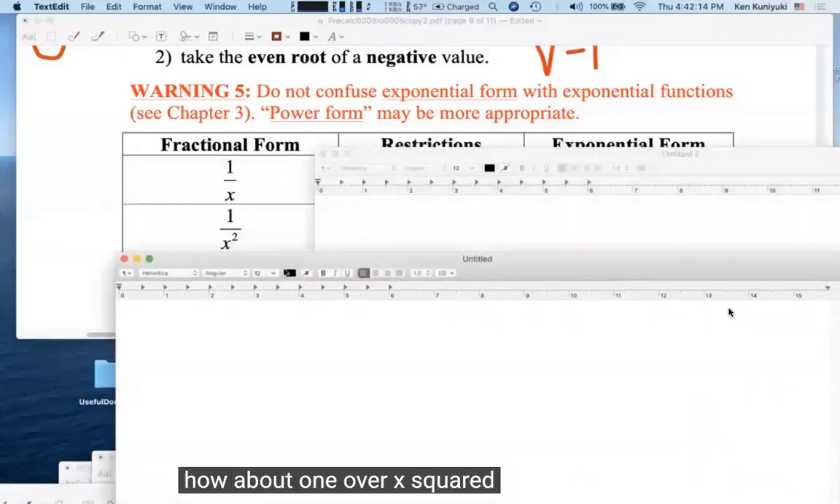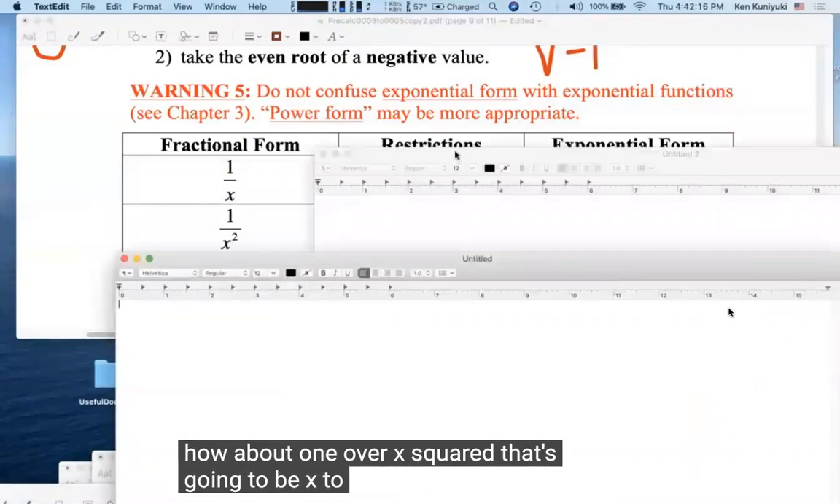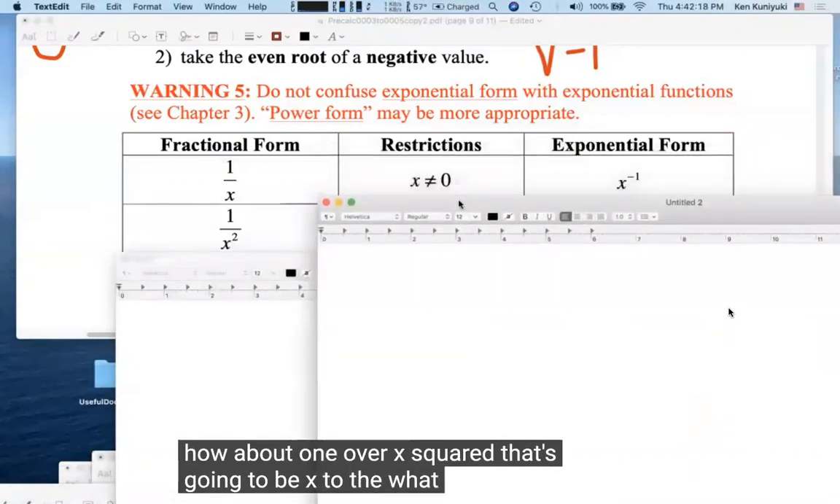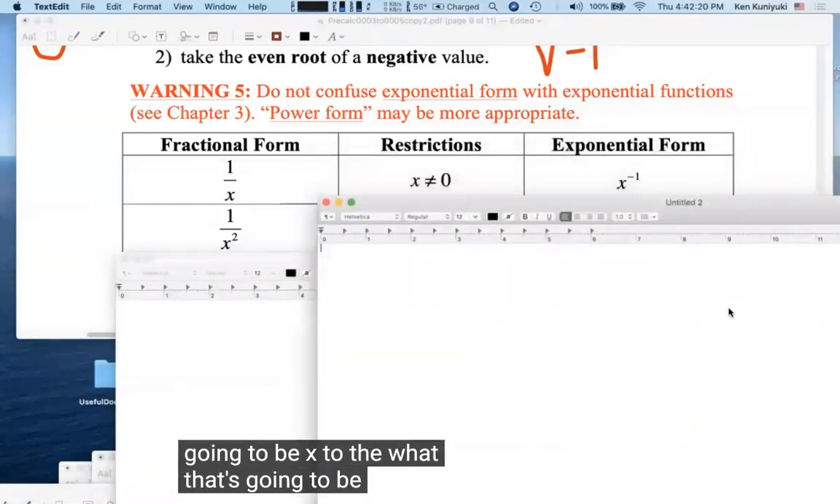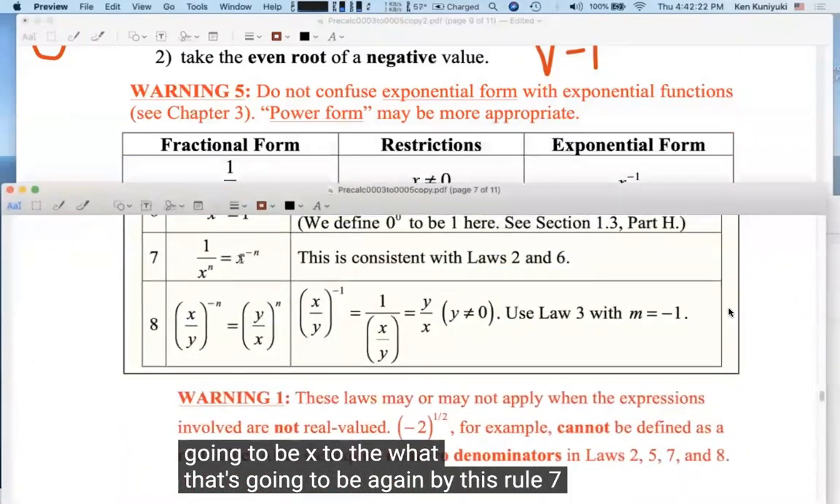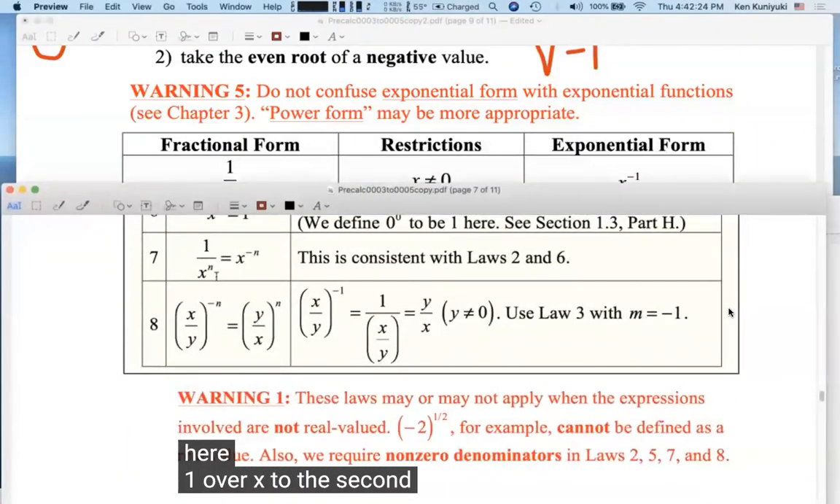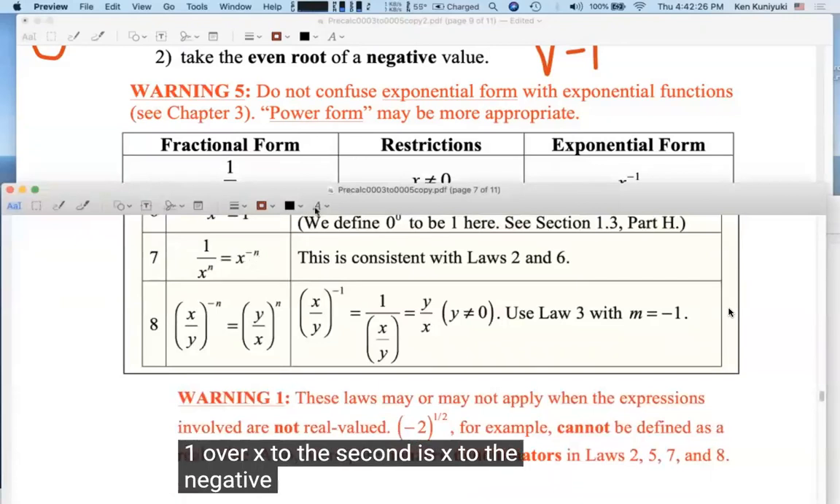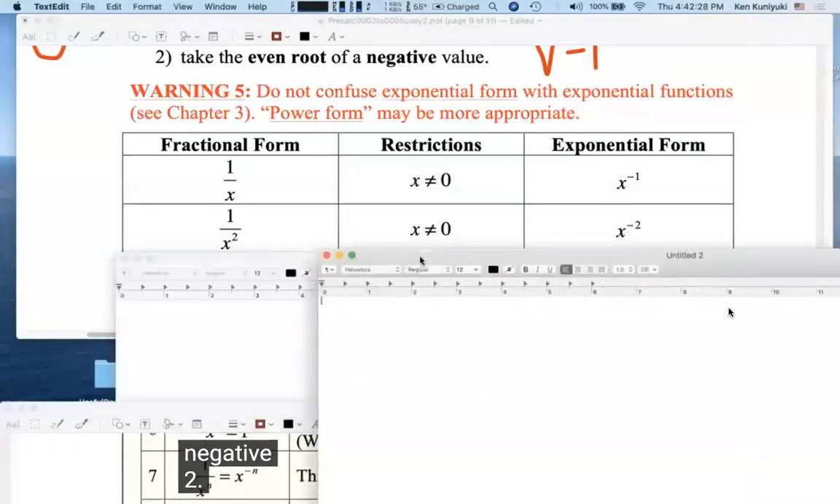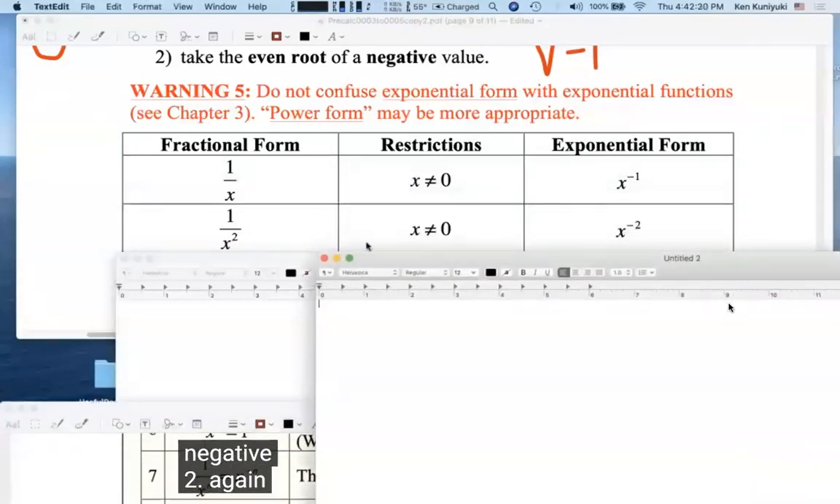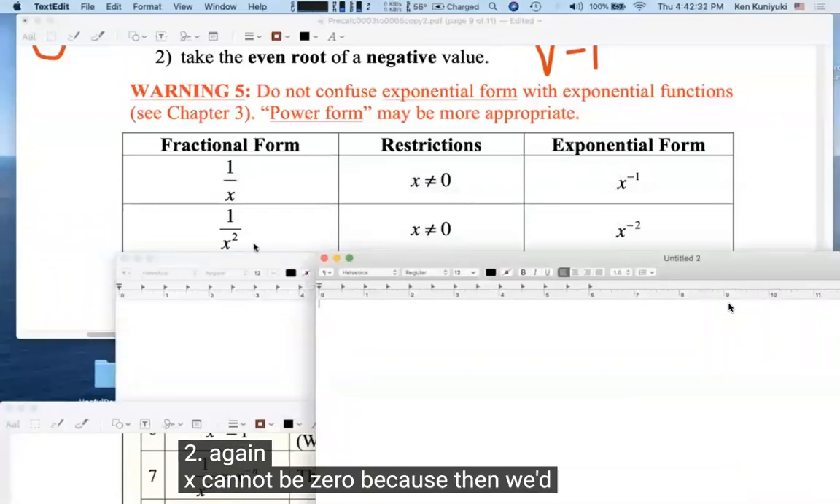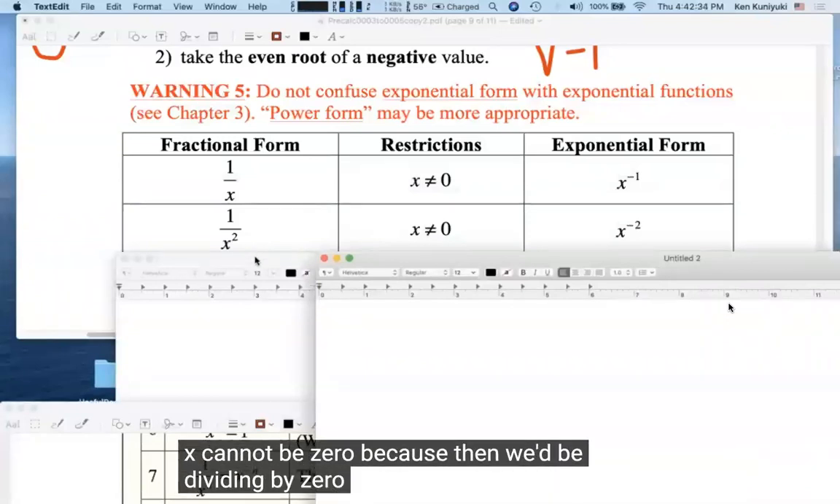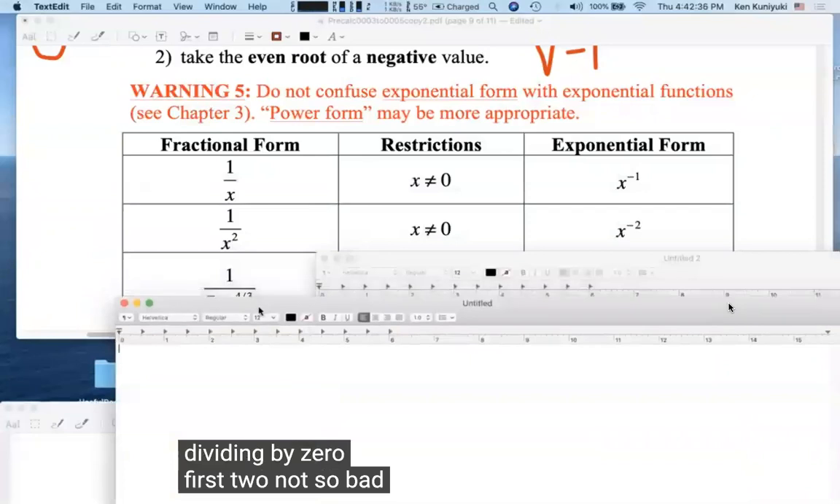How about 1 over x squared? That's going to be x to the what? That's going to be, again, by this rule 7 here, 1 over x to the second is x to the negative 2. Again, x cannot be 0, because then we'd be dividing by 0. First two, not so bad.